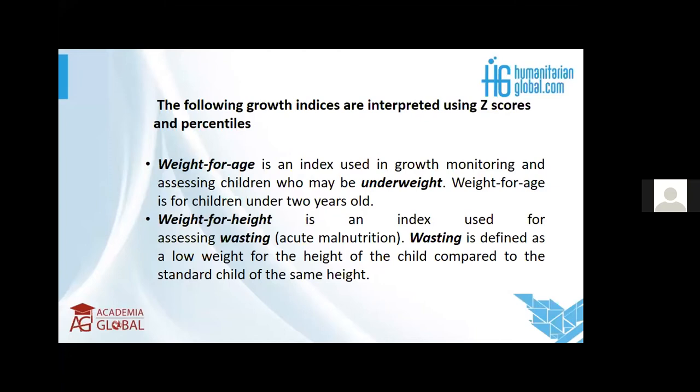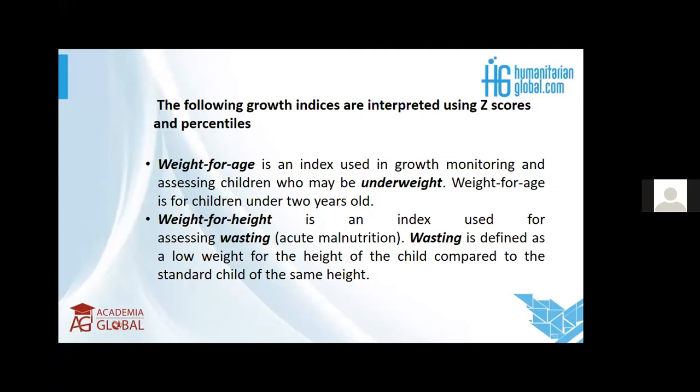Like, for example, weight for age. Here we are looking at the child's weight and their age. Now, this index will be used in growth monitoring, where we are assessing if the children are heavy enough for their age. So here we use the weight of the child, and then we compare it to a standard range of children of the same age who have a standard weight. We compare the weight of this child to that age group to see if they are underweight or overweight, and how overweight they may be. We use the charts provided by the Z-scores and the percentiles.